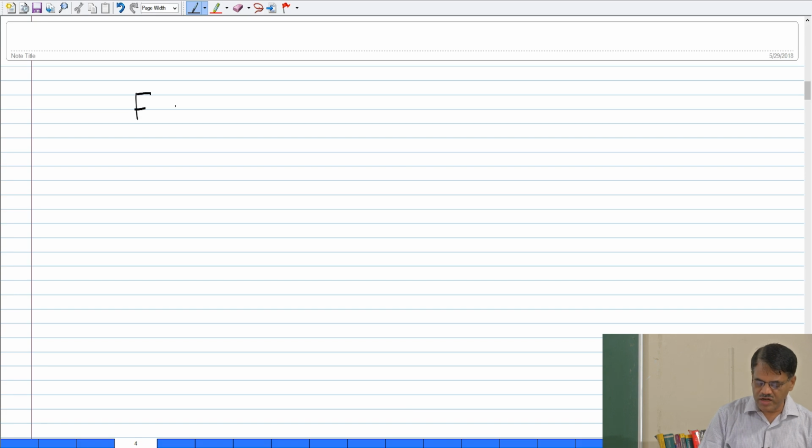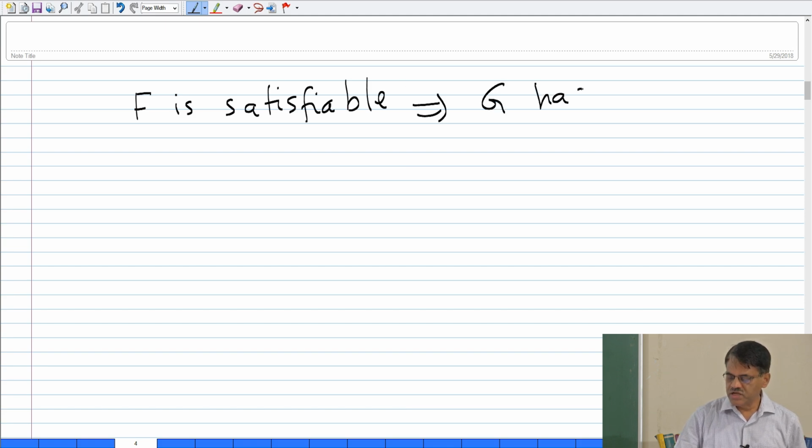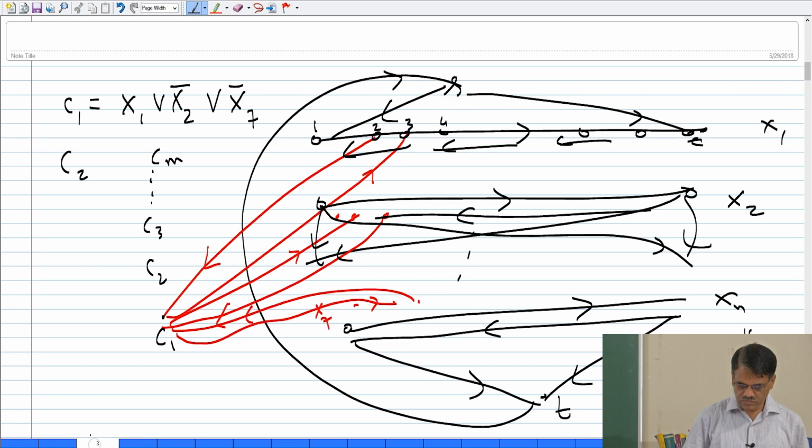So I want to show that f is satisfiable implies G has a directed Hamiltonian cycle. Okay. Without the CIs, we know that this graph has a Hamiltonian cycle. In fact, lots of Hamiltonian cycles. So it's just the CIs which we want to make sure that you will be able to take them and visit them, right?